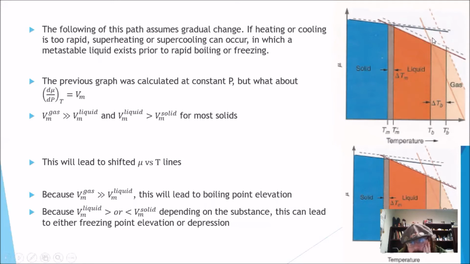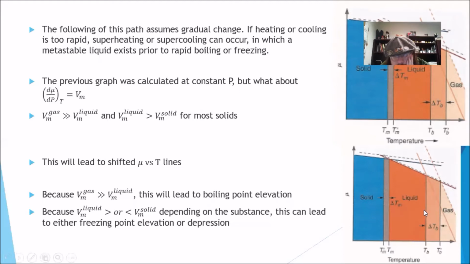And then it stays liquid a lot longer. Higher pressure, it takes a lot more energy to turn this into a gas, because it's being shifted over. Now, this will result in boiling point elevation. So higher pressure means higher boiling point. We won't typically see this too much for a solid, but you will see this occasionally.